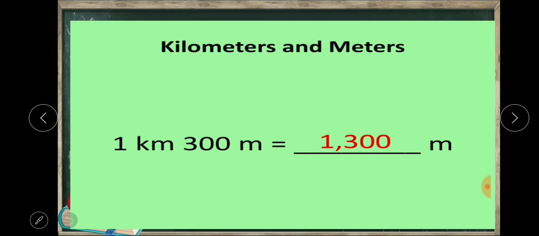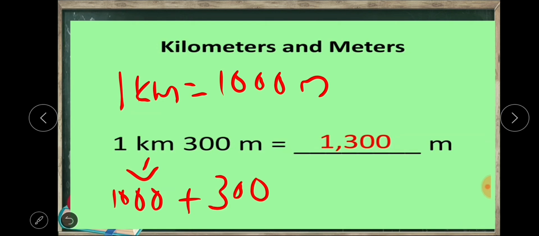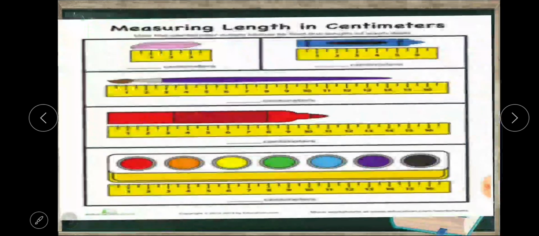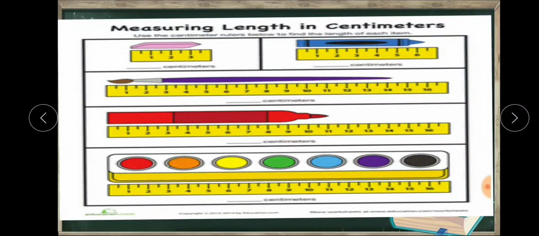Next, kilometers and meters. We learned that 1 kilometer is equal to 1000 meter. So 1 kilometer 300 meter is equal to 1300 meter. How? 1 kilometer is 1000, plus 300. 1000 plus 300 is 1300. Okay, children.